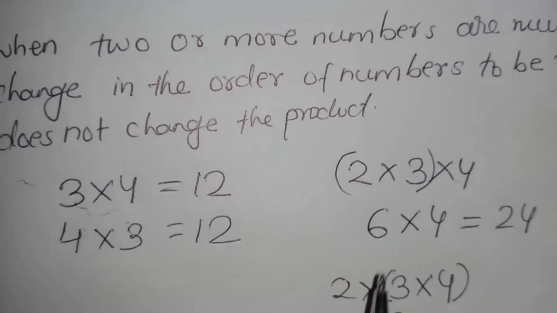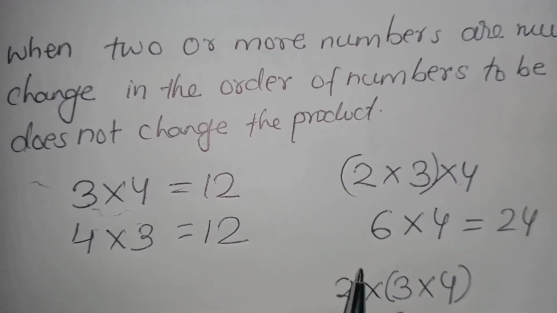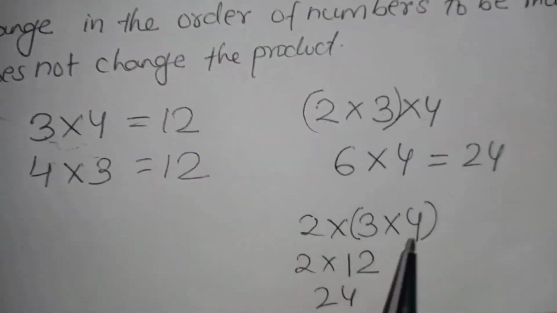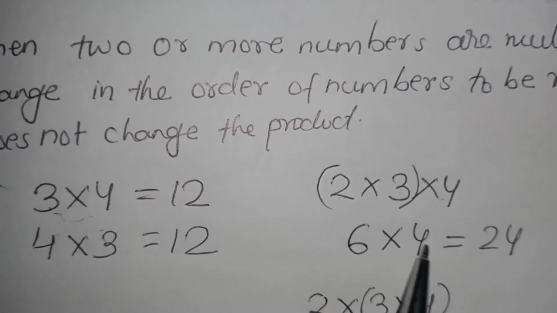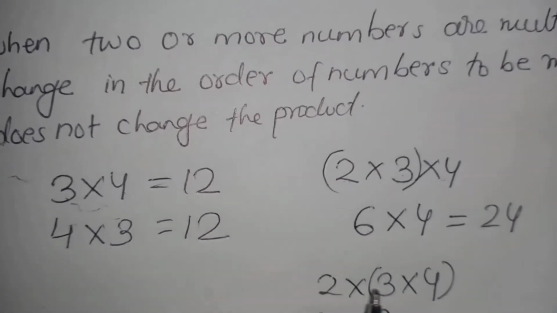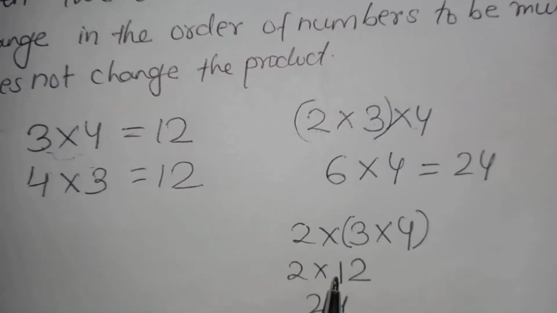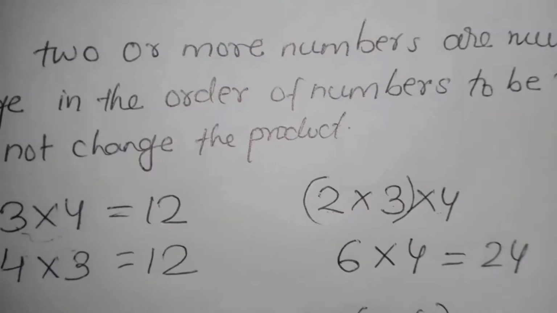The difference is that I have changed the grouping here. Here I have made this two grouping first, then I have multiplied. 2 times 3 is 6, into 4 is how much? 24. 2 into 3 4s are 12. So 2 into 12 is 24. I'll show you one more.